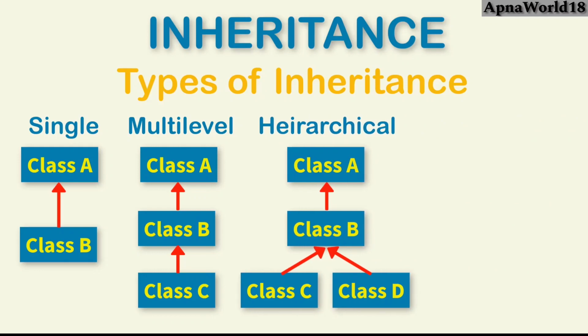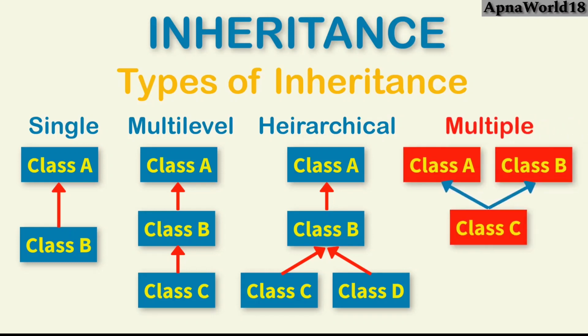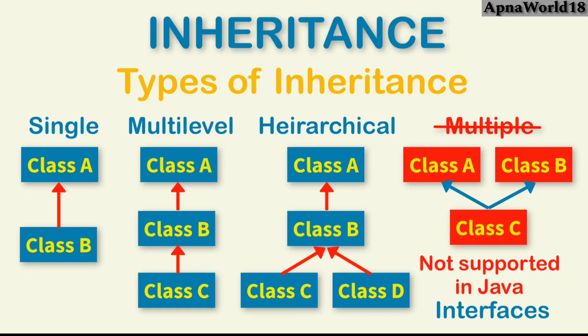Or you can also have hierarchical inheritance. In hierarchical inheritance, one class serves as the superclass or base class for more than one subclass. In the image shown, class A serves as the base class for derived class B, C, and D. There is also multiple inheritance where one class can have more than one superclass and inherit features from all parent classes. Java does not support multiple inheritance with classes. In Java, we can achieve multiple inheritance only through interfaces.